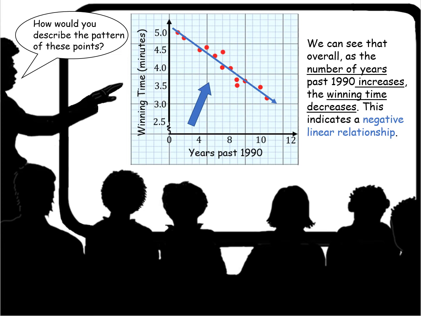So that means that whoever's winning these races, the winning time, as the years go by, is becoming faster and faster and faster. So overall, as the number of years past 1990 increases along the x-axis, the winning time on the y-axis decreases. This indicates a negative linear relationship. Again, linear because most of the points are falling on or very near that line.